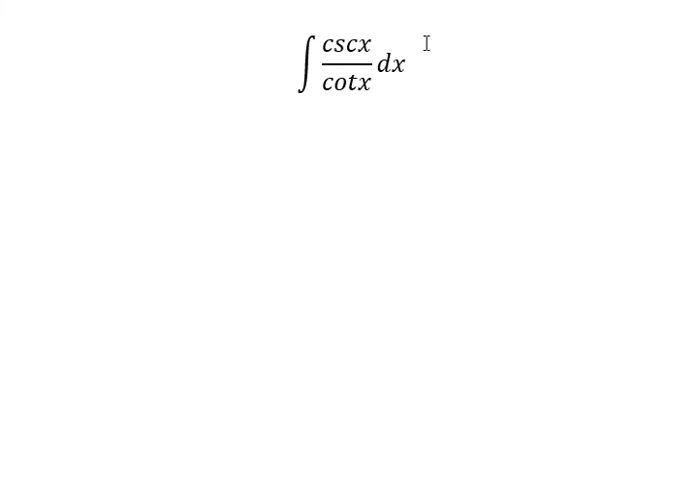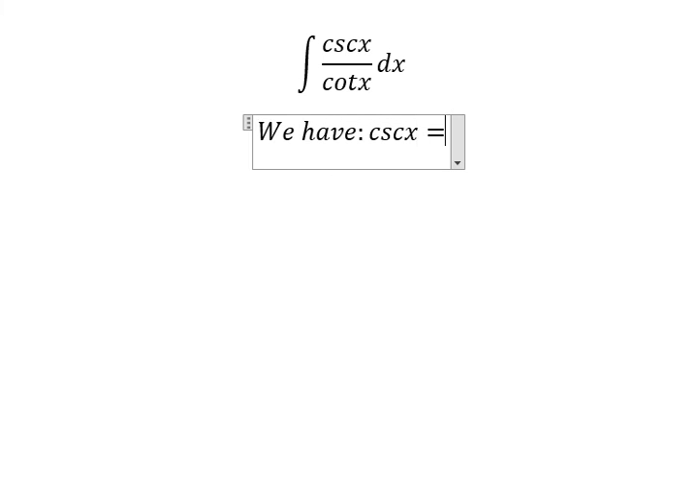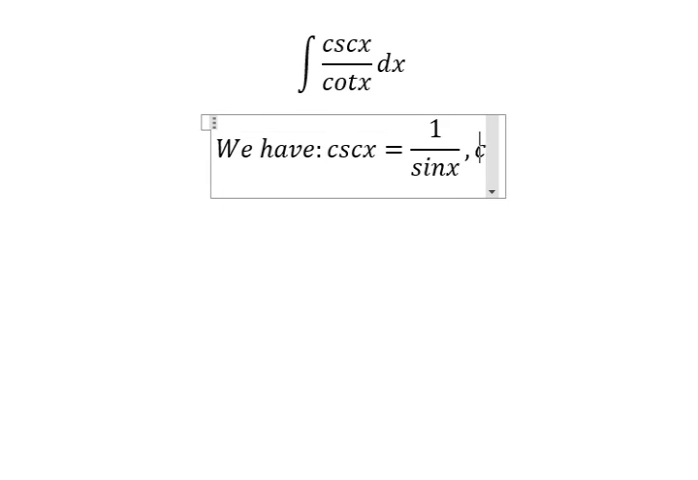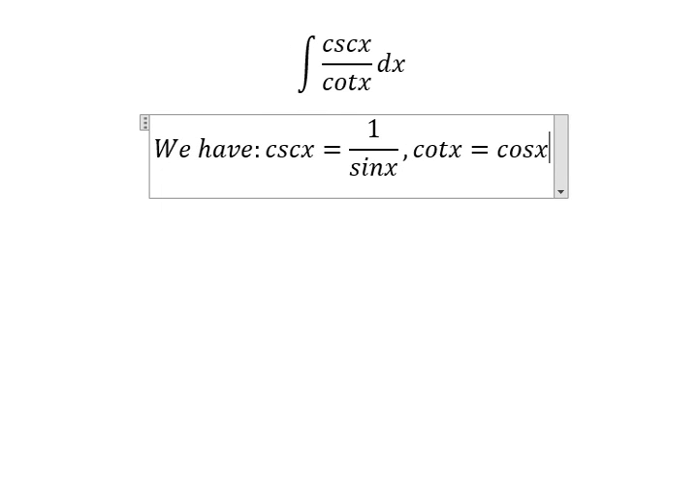Question number 2. We have the formula in here. Cosecant of x we have 1 over sin x. Cotangent x we have cosine x over sin x.